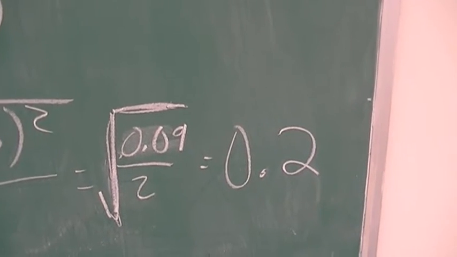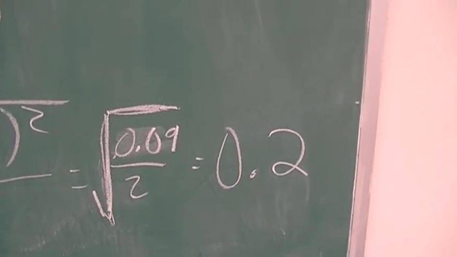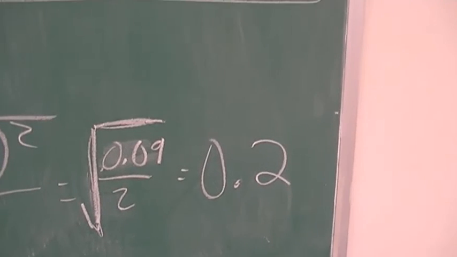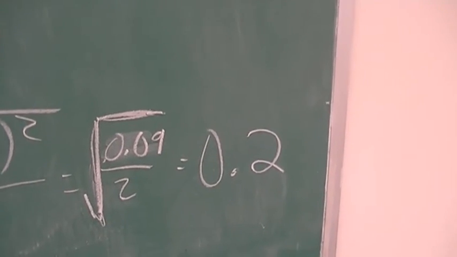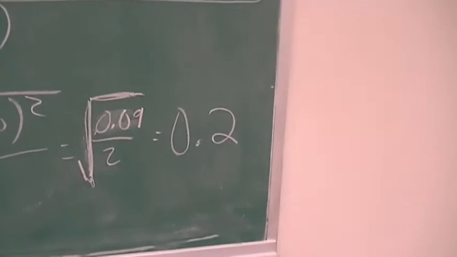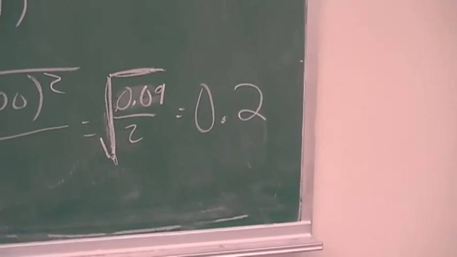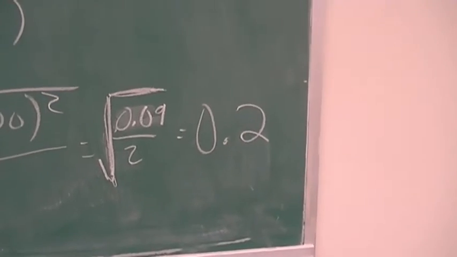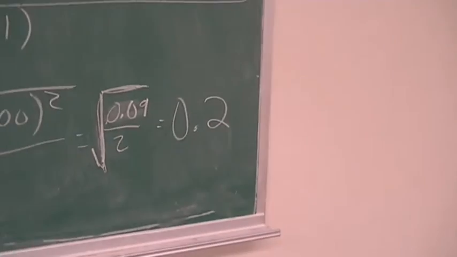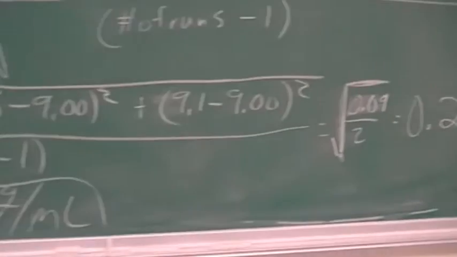You don't have to calculate any significant figures. When you're done with the standard deviation, it's always given to one significant figure. Not one decimal place, one significant figure. In this case, it is also one decimal place. The rule is you give one significant figure.